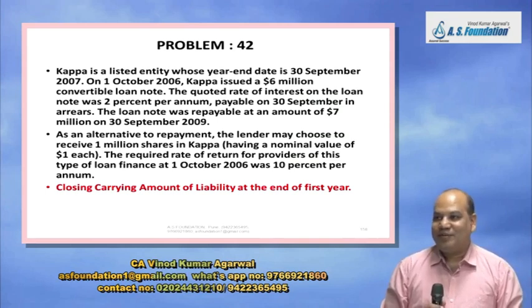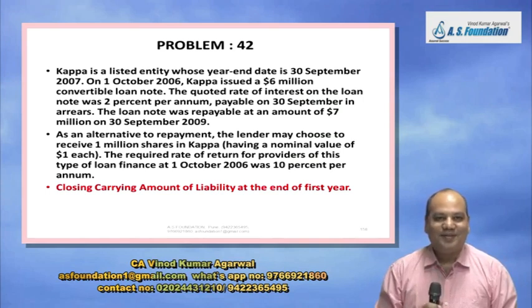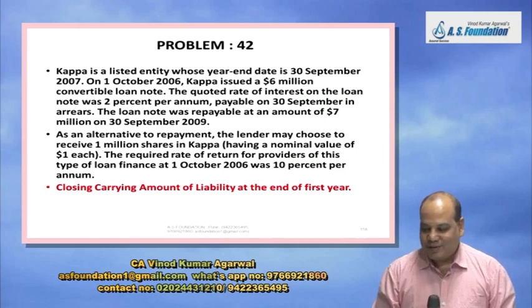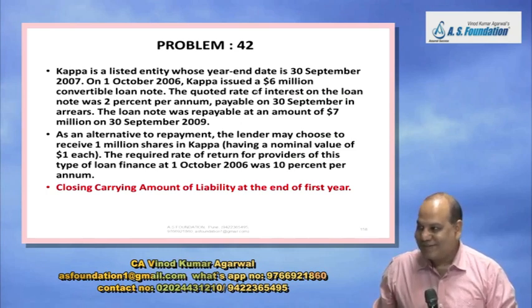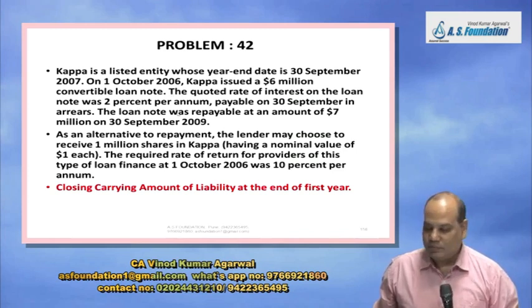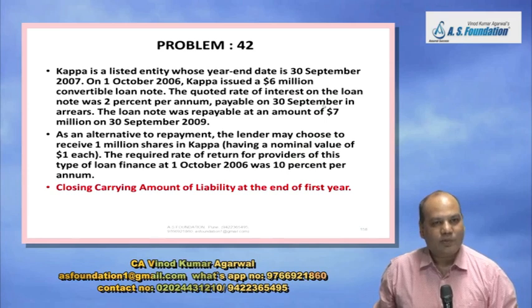Kappa is a listed company whose year ending date is 30th September. On 1st October 2006, Kappa issued $6 million convertible loan note. Quoted rate of interest on loan note was 2% per annum. This is coupon rate. So you are going to pay cash flow 2% of 6 million, payable on 30th September, means after 1 year. Annual payment, in arrear, means at the end of the year.